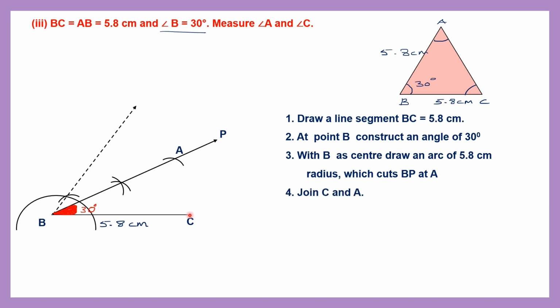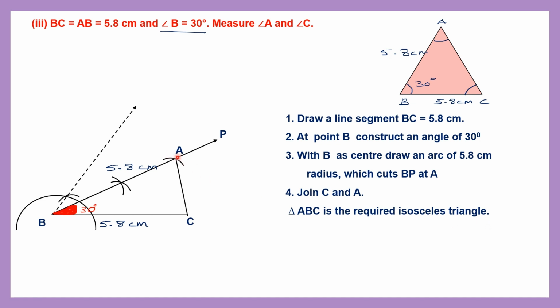Next step, join C and A. So we've joined C and A. So now we've got a triangle. So here let's write the measurement here. This is also 5.8 centimeters. Then triangle ABC is the required isosceles triangle.